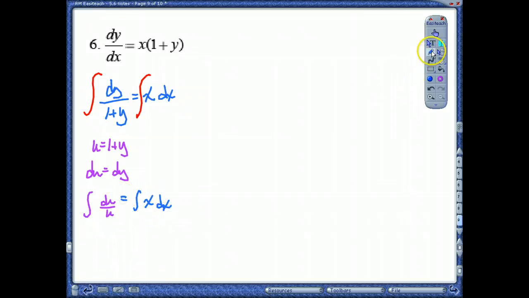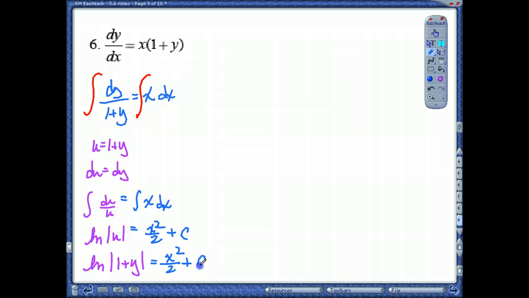So when I integrate the left side, I'm going to have the natural log of the absolute value of u, which is going to be the natural log of 1 plus y. When I integrate the right side, that's going to be x squared over 2 plus my c. You got to have a c on one side. You might as well make it on the side that counts. And once again, we're going to be solving for y, so if you want to put c sub 1 there, you're more than welcome to.